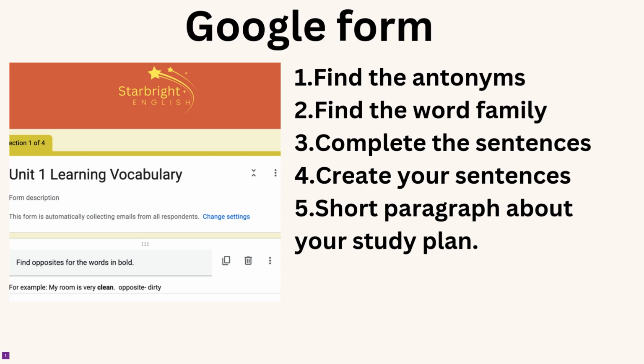And the second exercise is you need to find the word family. It is also another way to expand your vocabulary. You might need to find the noun or adjective or verb, that kind of word form for each specific word. So for exercises 1 and 2, you might need to use the dictionary. Exercises 1 and 2 are the exercises that come along with the book, and then Starbright English will also provide extra exercises for you.